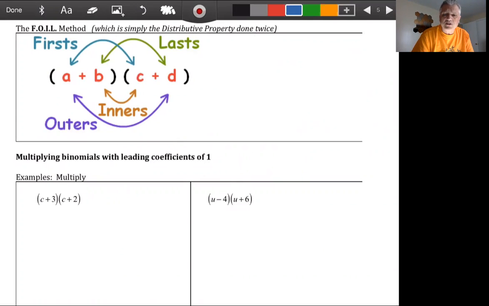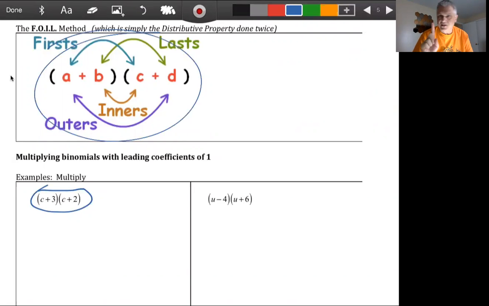It's just now, instead of multiplying one term, a monomial, by the parentheses, we're going to multiply two terms, a binomial, times the parentheses. Well, folks, that's just doing what we did twice. That's all it is. If you look at a question like this first one right here, okay? Well, I'll get to this in a second, okay?